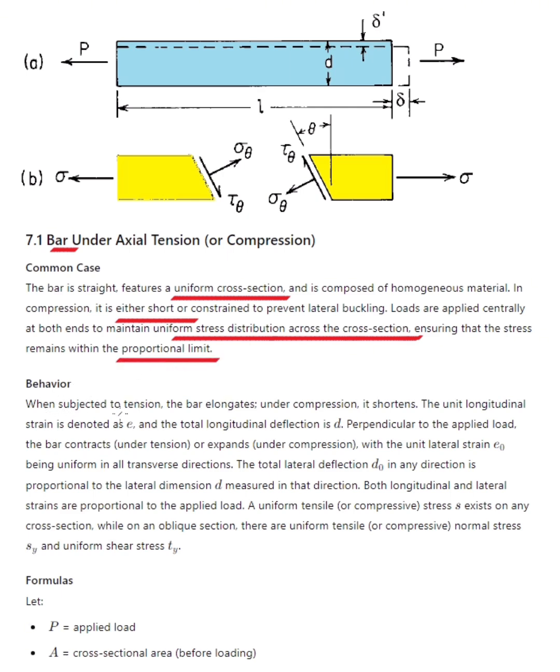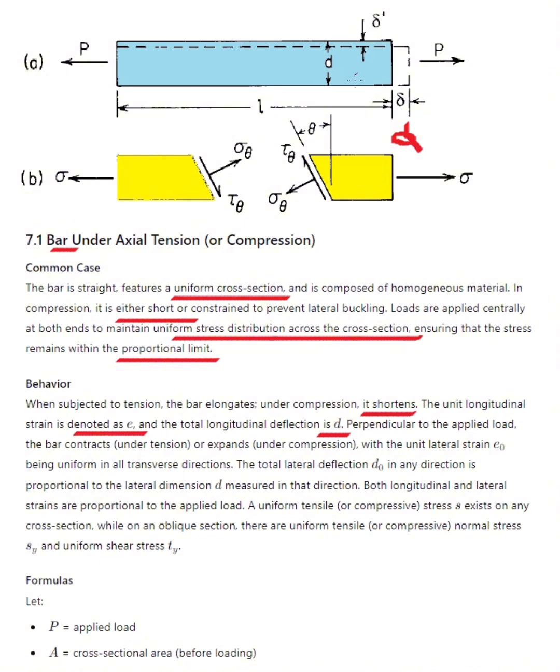Behavior: when subject to tension, the bar elongates. Under compression, it shortens. The unit longitudinal strain is denoted epsilon. The total longitudinal deflection is delta D. Here you can see the longitudinal deflection as delta. And perpendicular to the applied load, the bar contracts under tension and expands under compression.